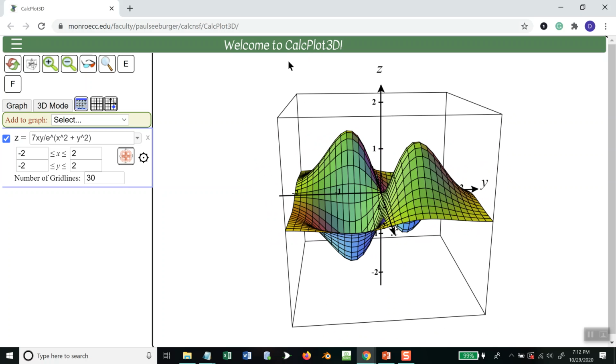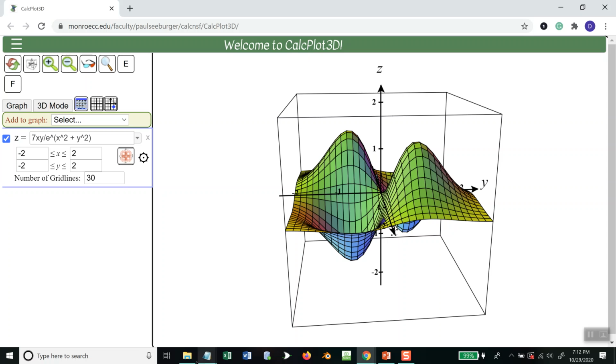Yeah, this is the official 3D package that Butler uses. So if you go on to Calc 3, this is the one the math department puts out there. So this isn't one I found. This is the one they put out there. It's a really good one. The one I was using before this was horrible.